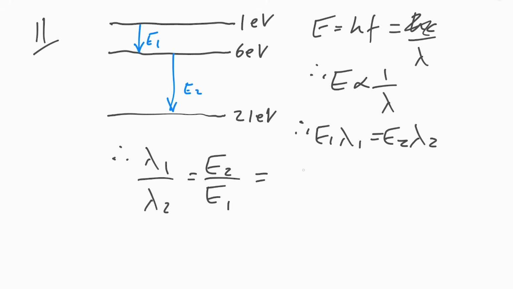Simple as that. So it's just going to be 15 divided by 5 ends up being 3. So our answer is C.